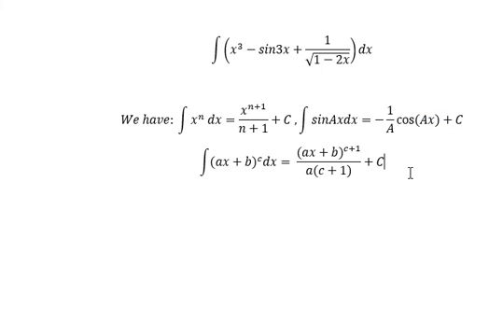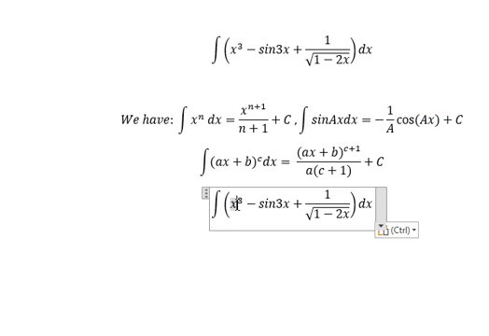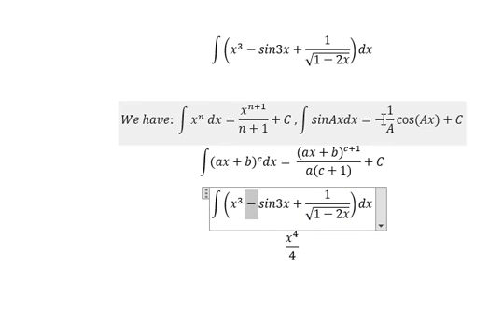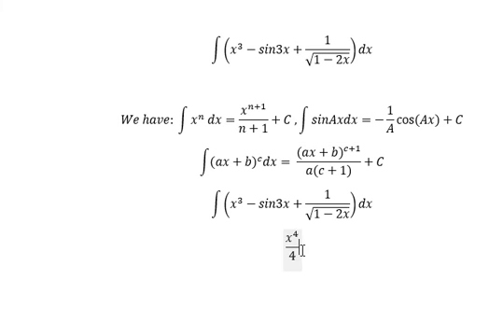Now for this one, we have x to the power of 4 over 4, because 3 plus 1 we have 4. And you got this one, the integration of sine 3x, but we have the negative with negative in here, you got positive, so we have 1 over 3 cosine 3x.